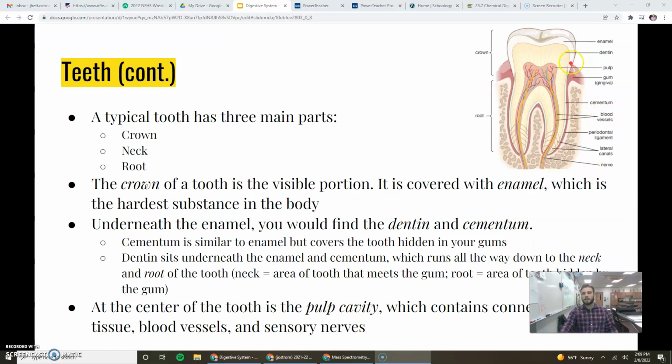And so you can see here the enamel covering the crown, the neck being where it meets, and then the root being the hidden part. You can see the socket of this tooth here because it is a bone, not really a bone of your tooth, but you can kind of think of it that way. The cementum covering the outside of the root here and the pulp cavity in the middle.